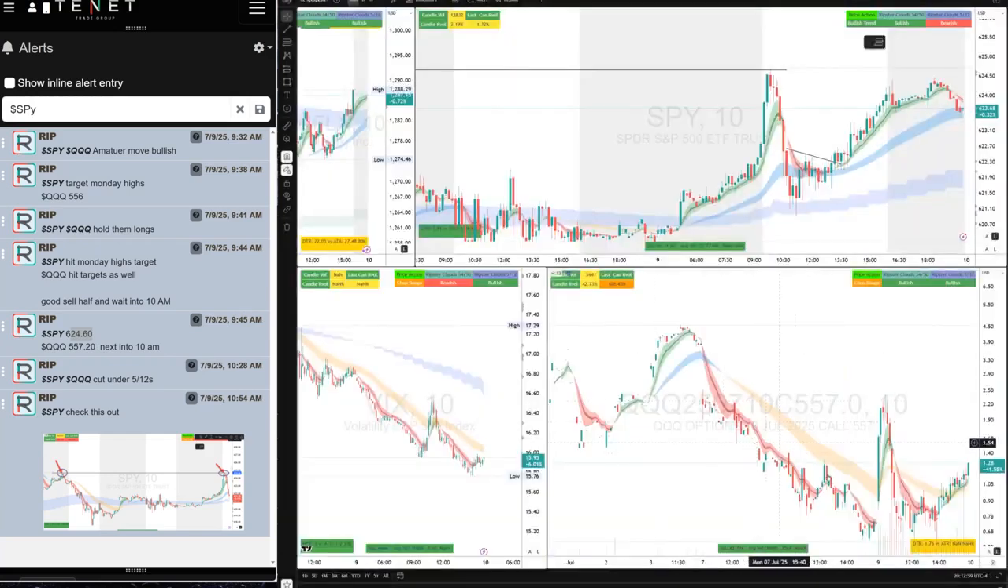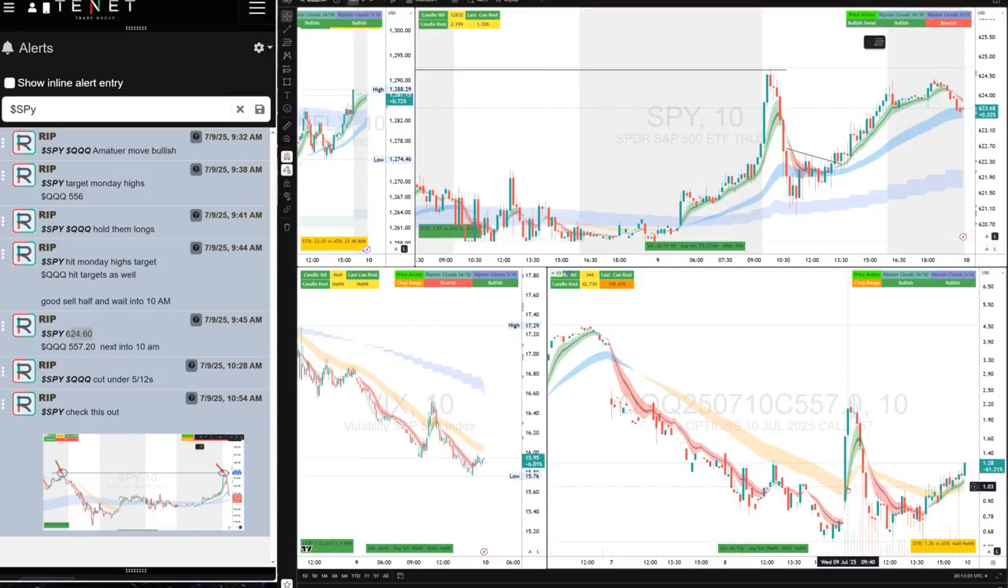Let's take a look at the 557 calls. In the morning, you see those calls went from $1 to $2. So there was a 100% trade. You can double your money, and that's just the 9:30 to 10 a.m. trade. That was the morning trade that you could do on that setup.